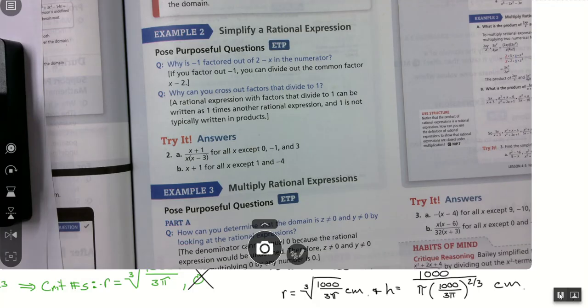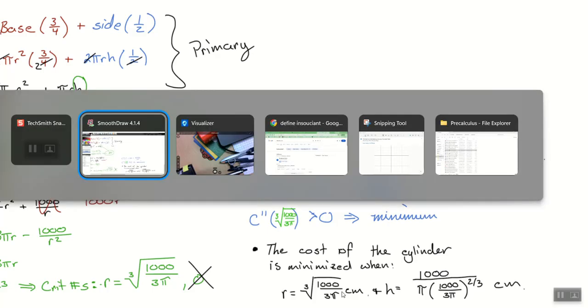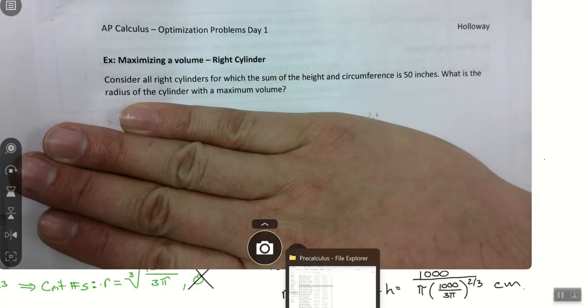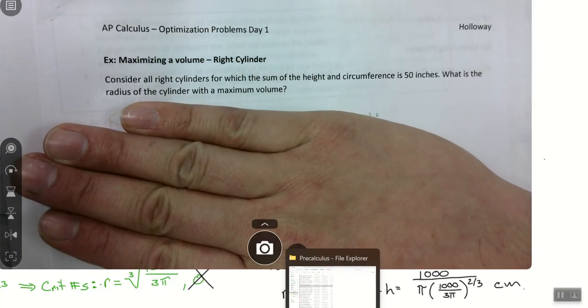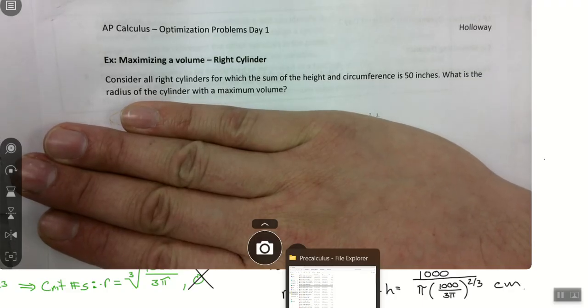Cool. All right. Why do I give you brain breaks? We are going to be looking at how one maximizes the volume of a right cylinder. This is on the third page. Just to be very clear, I don't want you to see my answer, but it's this one. Consider all the right cylinders for which the sum of the height and the circumference is 50 inches. I want to know the radius of the right cylinder that maximizes the volume. Cool. So this is on the next page on your sheets.